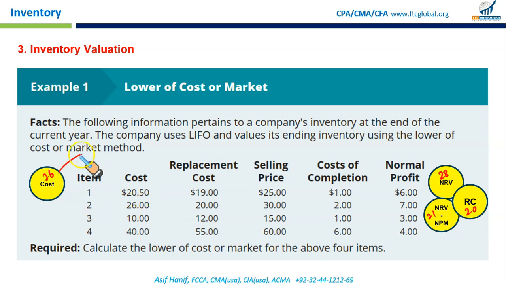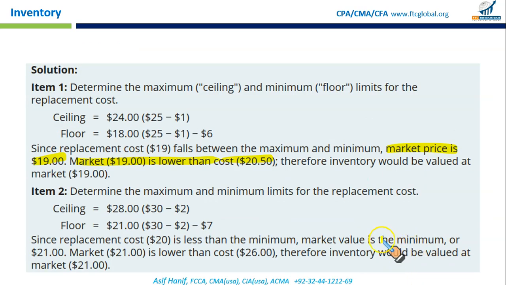For item 2, cost is 26, replacement cost is 20, selling price minus cost of completion, 30 less 2, is 28, and NRV minus normal profit margin, that is 28 less 7, is 21. So we take the designated market price, which is neither too high nor too low, the mid number. This is the floor basically. So we compare 21 with 26. Clearly cost is more and the market price is less, so we take 21 as the value for inventory.